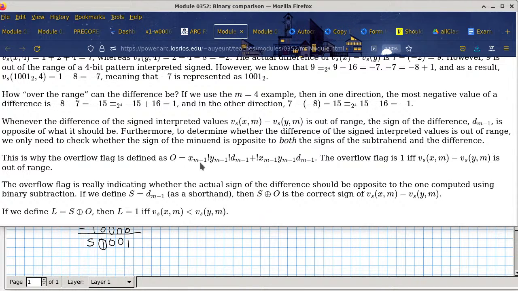So if I were to say out loud what this is, we take the most significant bit or the sign bit of x, and it with the negation of the sign bit of y, and then and that with the negation of the sign bit of the difference, or take the negation of the most significant bit or the sign bit of x, and it with the most significant bit or the sign bit of y, and that with the sign bit of d. This entire thing is called the overflow flag. So what you see as multiplication is conjunction. What you see as addition is disjunction.